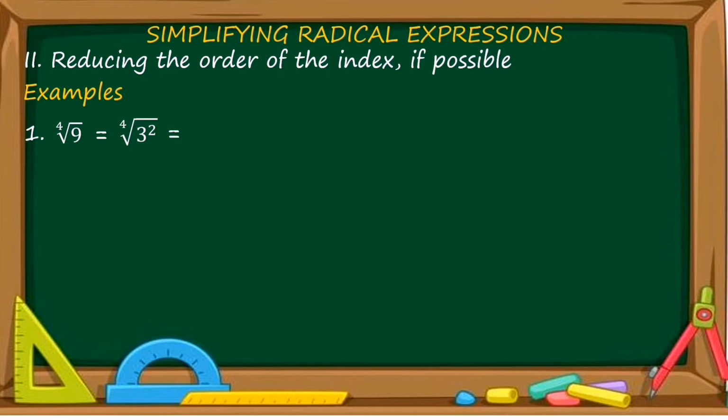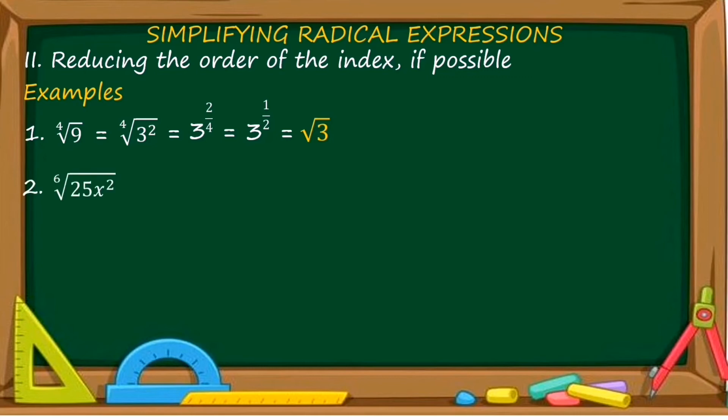Following the rule, it is written as 3 raised to 2 over 4. 2 over 4 in lowest form is equal to 1 half. Therefore, it is equal to 3 raised to 1 half. In radical form, it is equal to the square root of 3.